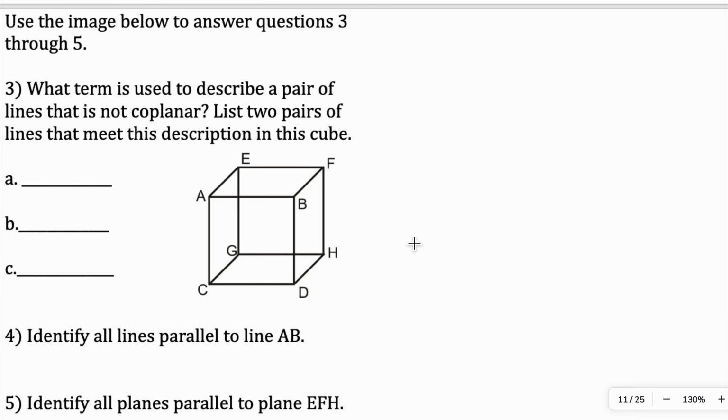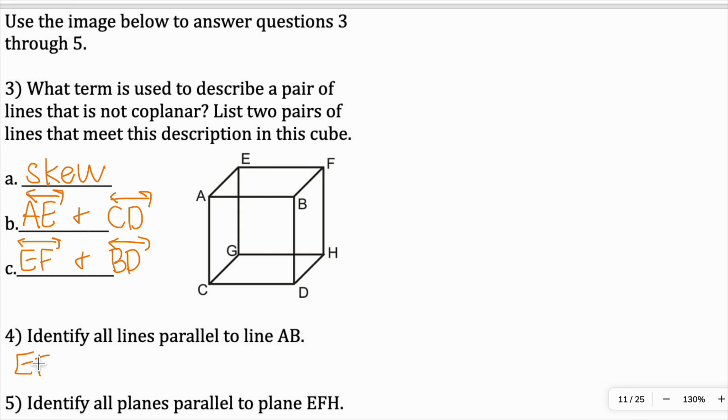Number 3, use the images below to answer questions 3, 4, and 5. What term is used to describe a pair of lines that is not coplanar? The answer is skew, and then list two pairs of those lines that meet that description in this cube. So skew lines could be lines AE and line CD. Maybe we could also have line EF and lines BD.